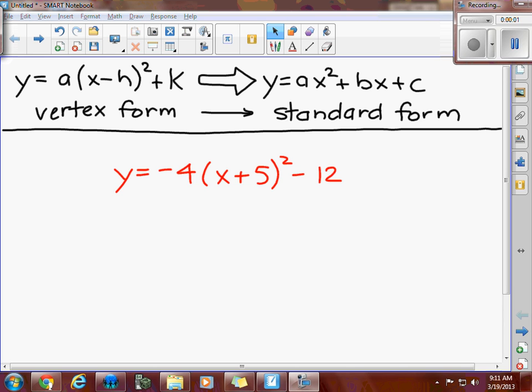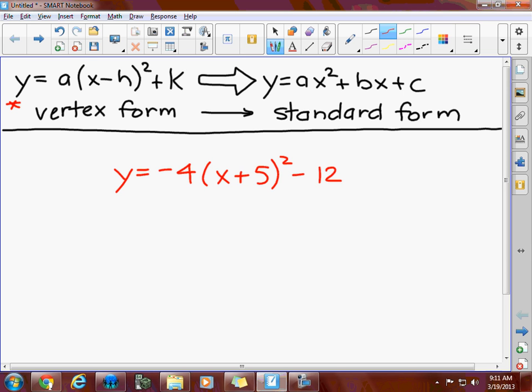This video will review the way to take a vertex form of an equation, so the information here, and change it into the standard form of equation, the information over here. Now this just comes down to some simple algebra and remembering some skills from Math 10C.